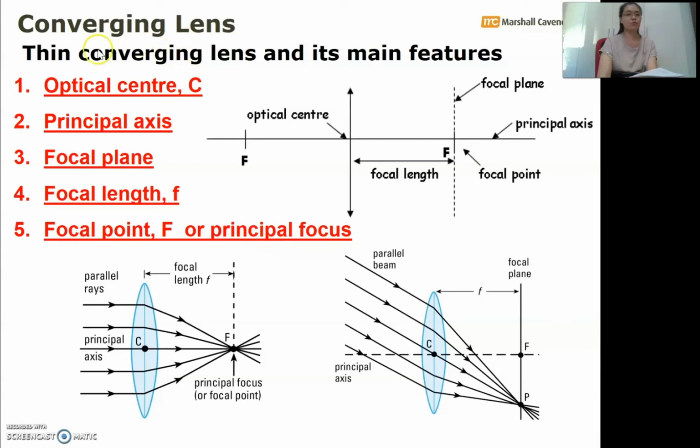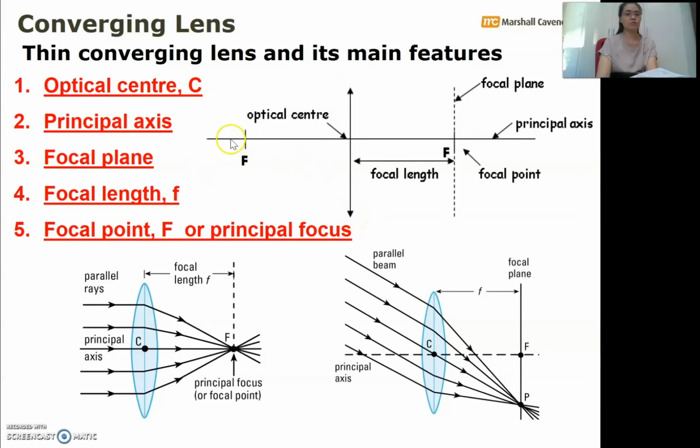From this part on, we'll be focusing on the thin converging lens. So let's first look at its main features. Okay, so this is the thin converging lens represented by the vertical line with the two-headed arrows.